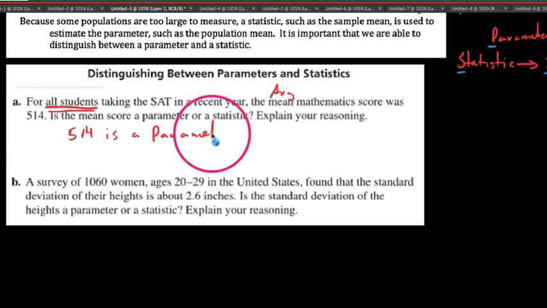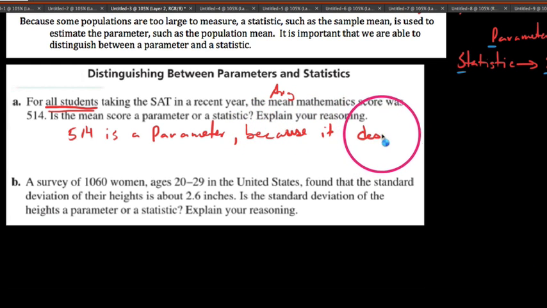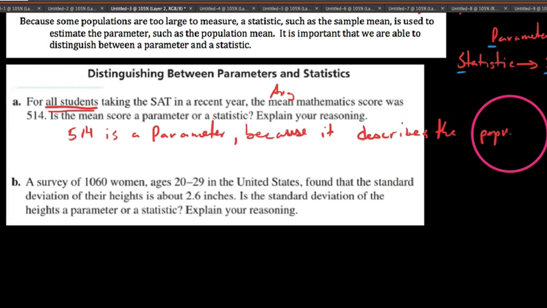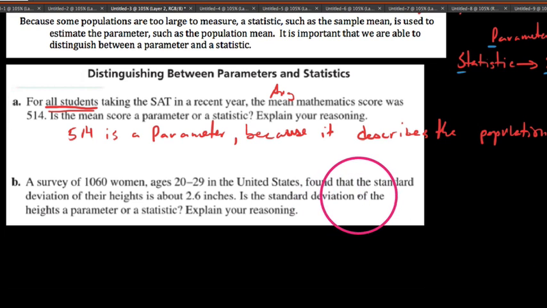And the reason why it is a parameter is because it describes the population. So it's describing everybody here. Now with respect to this next example, it says a survey of 1,060 women ages 20 to 29 in the US found that the standard deviation of their heights is about 2.6 inches. Their average spread is about, give or take, 2.6 inches. It says, is the standard deviation of the heights a parameter or statistic? And again, we want to explain our reasoning.